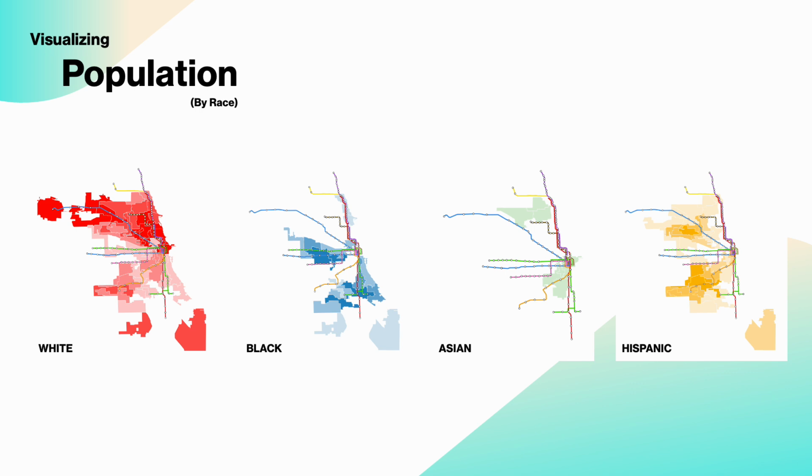Continuing on with the geospatial visualizations, we have population, and this example is population by race. In this specific case, we have white, black, Asian, and Hispanic populations visualized here. As you can see, there are definitely certain concentrations or areas that are more dense than others for the different races or ethnicities that are featured here.